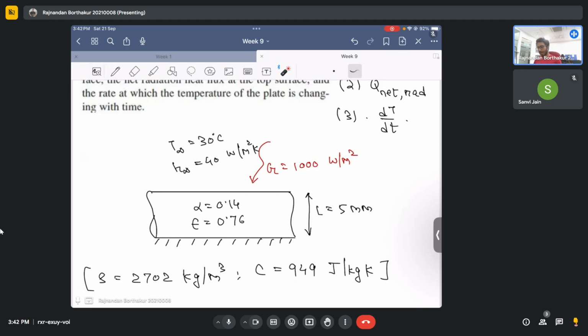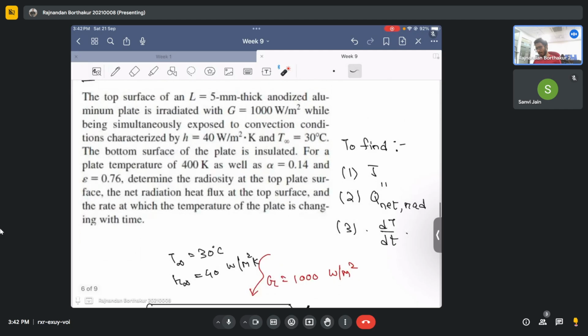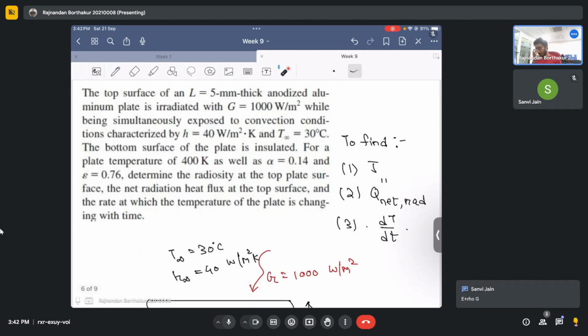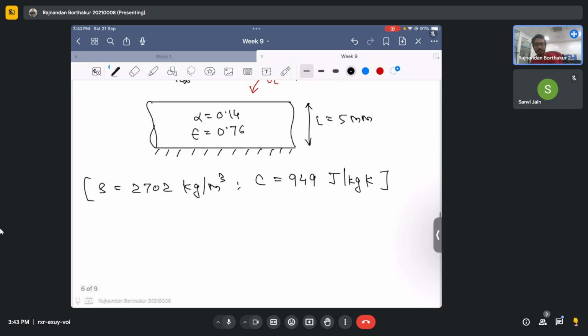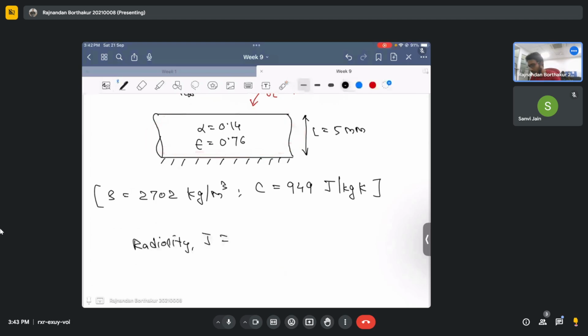Okay. Any ideas? So we just now saw how to deal with it. Yes, E plus rho G, exactly. It's E plus rho G. That is exactly correct, what Sanvi said. So basically, if we just do a simple energy balance on this body at steady state, you can say that your radiosity, which I again repeat, it's basically the net radiation.